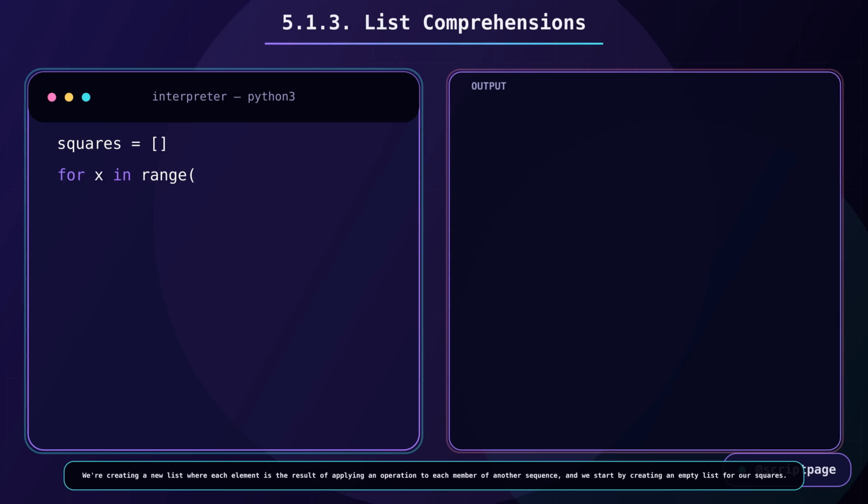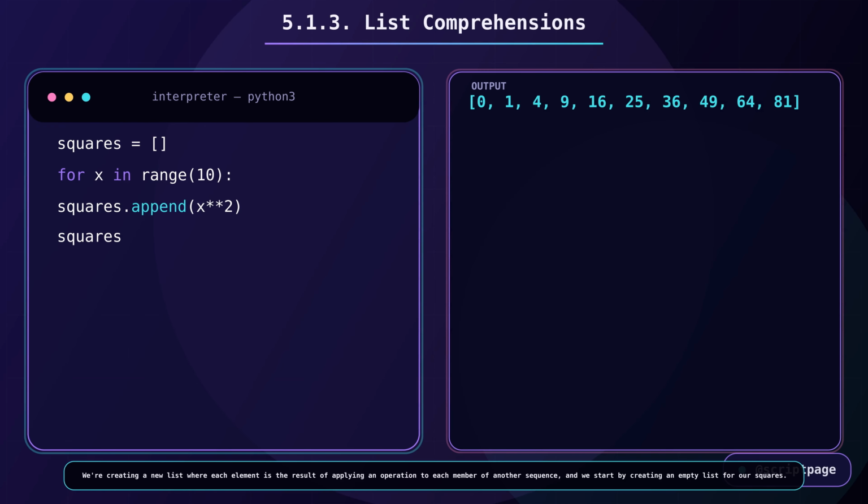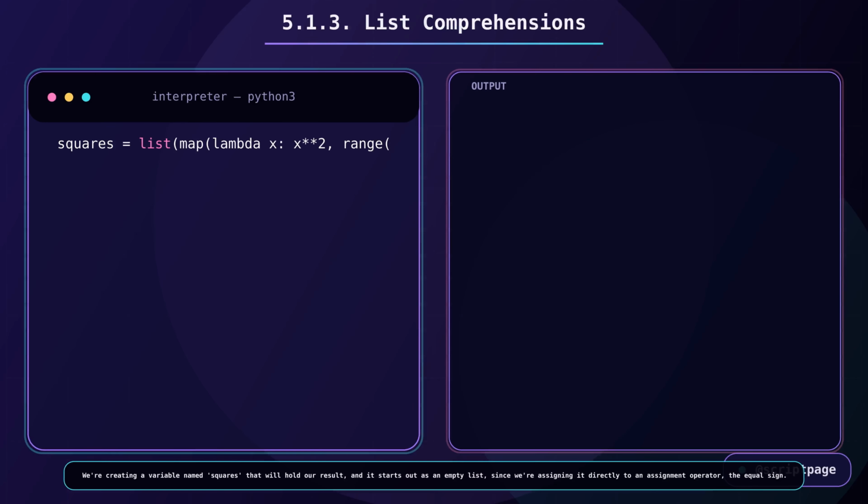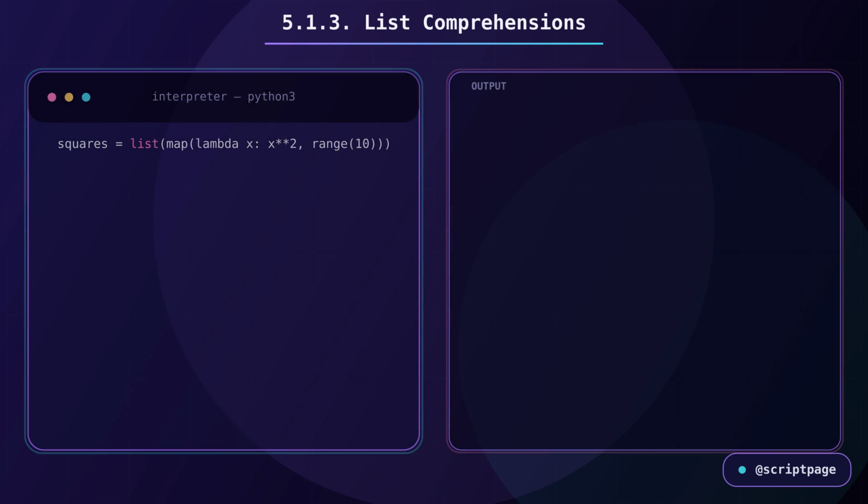We're creating a new list where each element is the result of applying an operation to each member of another sequence, and we start by creating an empty list for our squares. We're creating a variable named squares that will hold our result, and it starts out as an empty list since we're assigning it directly to an assignment operator, the equal sign.